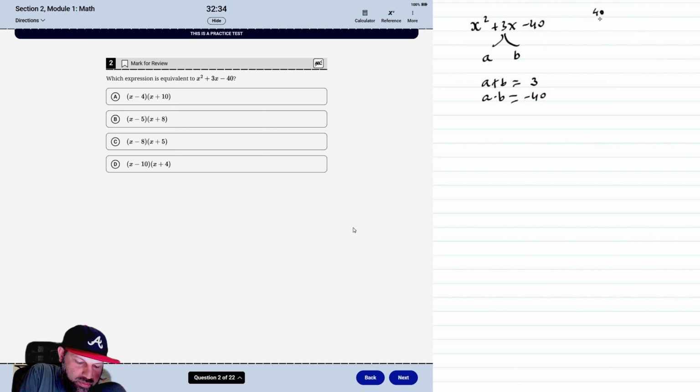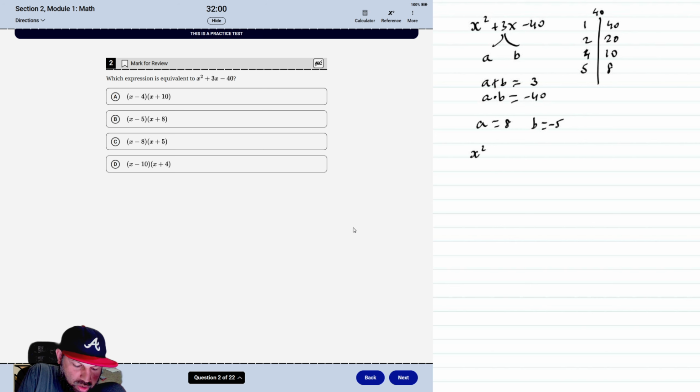If we take the factors of 40, just 40, not negative 40, we get 1 and 40, 2 and 20, 4 and 10, and then 5 and 8. If we take a as 8 and b as -5, a plus b will be 3, and a times b will be -40. So the a value is going to be 8 and the b value is going to be -5.